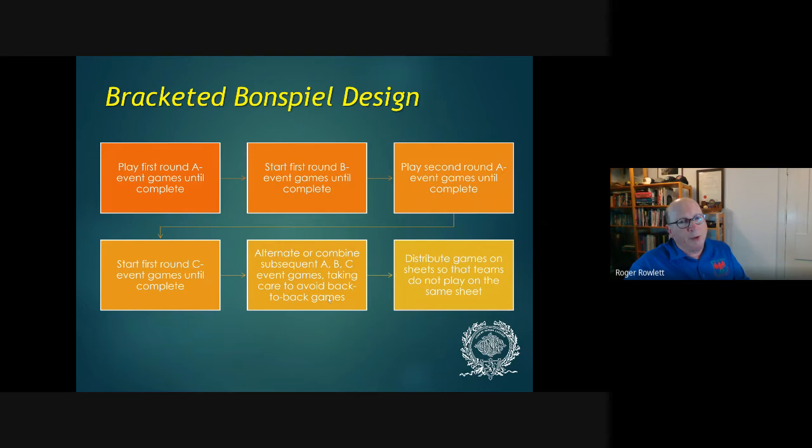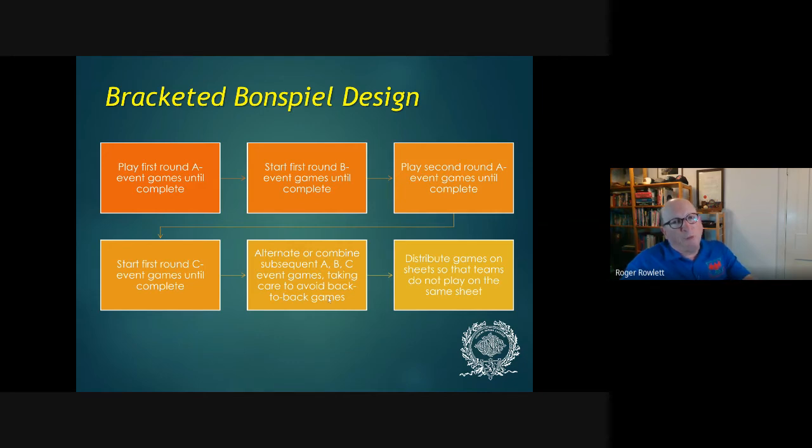All right. So how do you put together this kind of event, just generically, or think strategically? The very first thing you do is you play all of your A event games, however many rounds it takes, or how many draws it takes to get through a complete round. So you process all of the teams in your event. When all the A event games are complete, then you'll know who's moving on in the A, and all the losers will move on to the B event. So then you can start your B event games, and the winners of that stay in the B event, and then the losers go on to the C event.